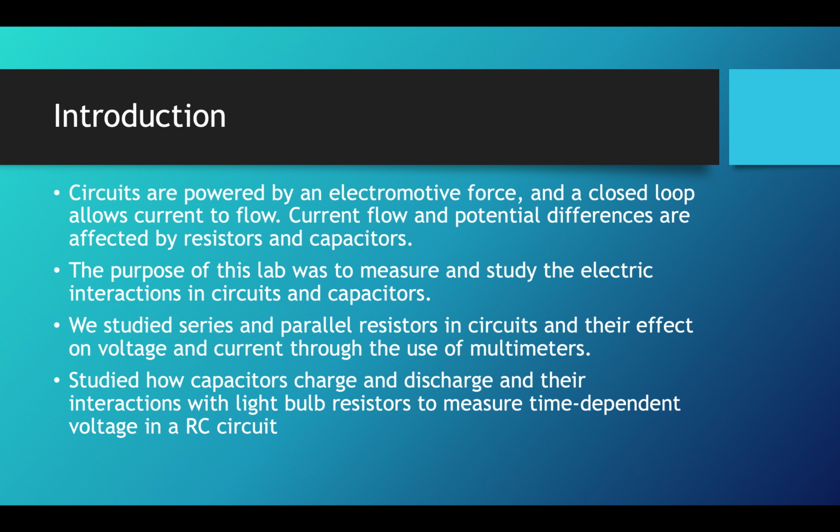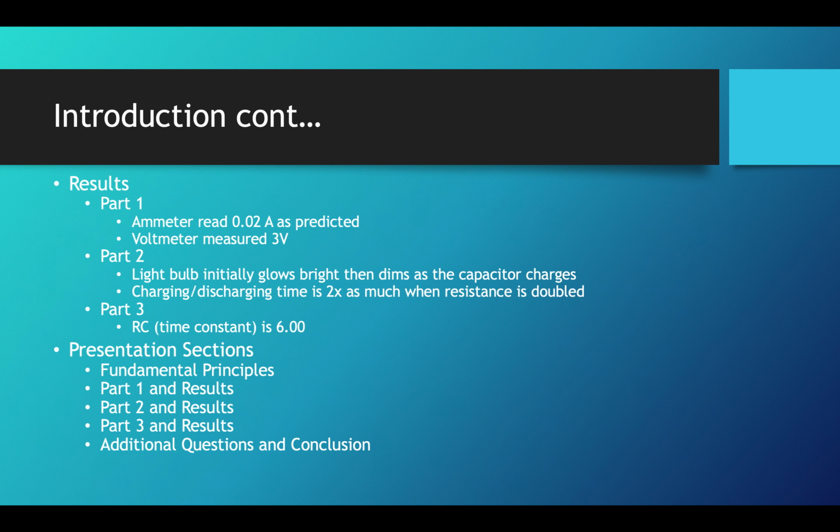We studied series and parallel resistors in circuits and their effect on voltage and current through the use of multimeters. Lastly, we studied how capacitors charge and discharge and their interactions with light bulb resistors to measure time-dependent voltage in an RC circuit. In part 1, the ammeter read 0.02 amperes as predicted, and the voltmeter measured 3 volts. In part 2, the light bulb initially glowed bright and then dimmed as the capacitor charged. The charging time was directly related to the amount of resistance. In part 3, the RC time constant was calculated to be 6.